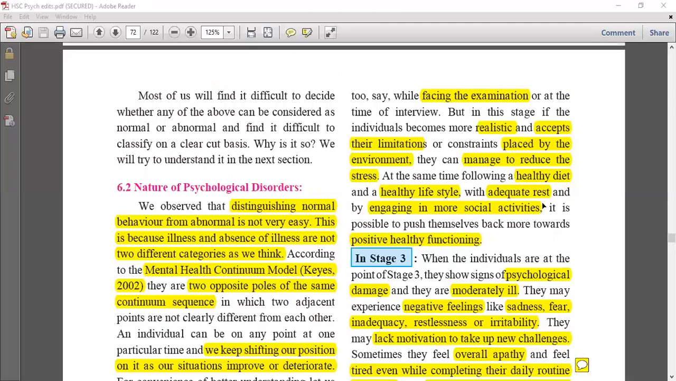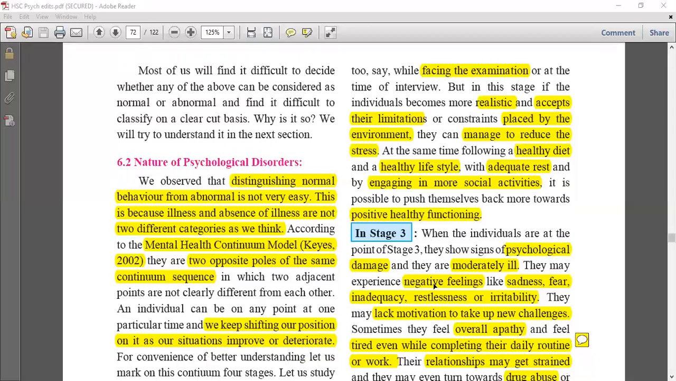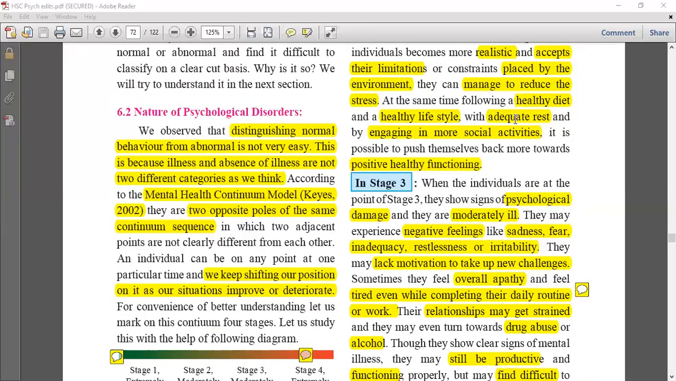But in this stage, if the individual becomes realistic and accepts their limitations, or the constraints which are placed by the environment. So when you know that, okay, I have limitations. For example, you may be stressed about an exam because you don't have enough space to study in your house, you don't get the time to do it, or maybe you're working. So if you're realistic and you know that the environment is putting these constraints on me, you will manage to reduce stress and have a healthy lifestyle, adequate rest, and basically you can lead more towards positive, healthy functioning.